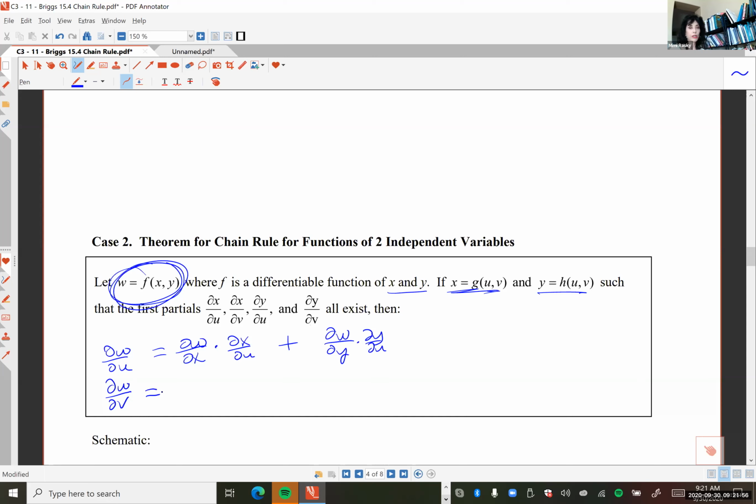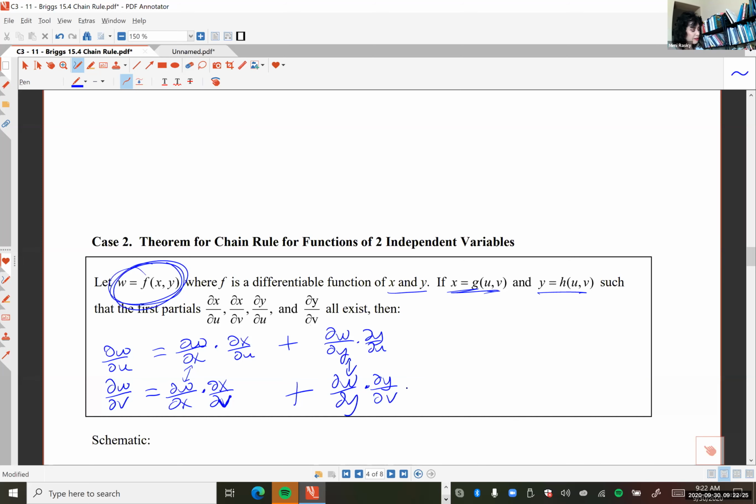The other partial derivative for w is going to be with respect to v. You're still going to need the partial dw/dx, so these are sort of repeats here, times, but now you're going to multiply by the partial of x with respect to v. That's a v, not a u. Plus, you again have the partial of w with respect to y, which is a duplicate from the other one, times the partial of y with respect to v.